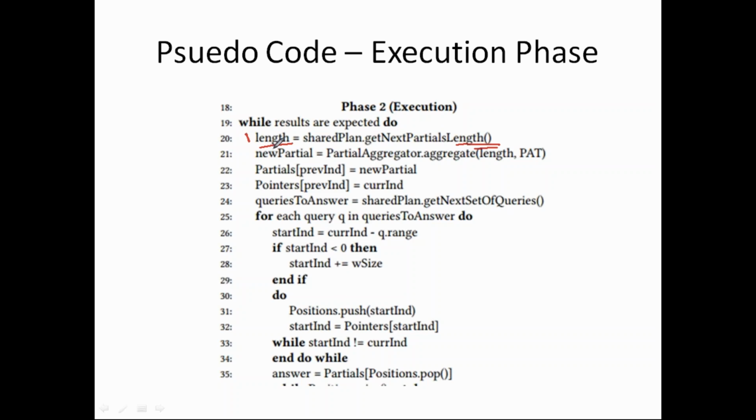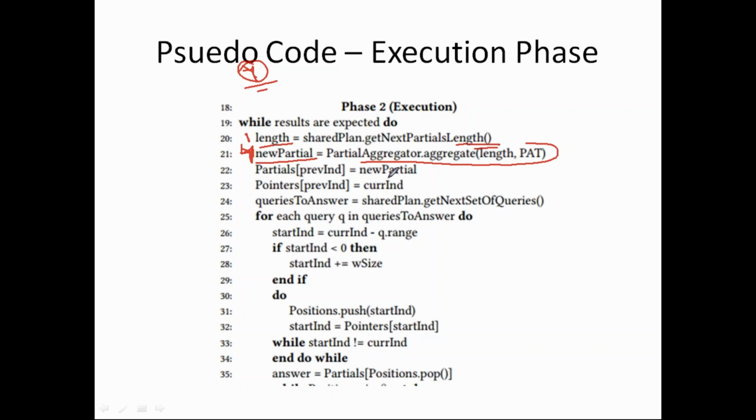So now the next number comes. The next number is 4. Now tell me. Is it 4? So the next shared execution next partial length is 4. So partial aggregation length is 4. This is new partial. So what is the value in new partial now? The new partial is 4. Very good.